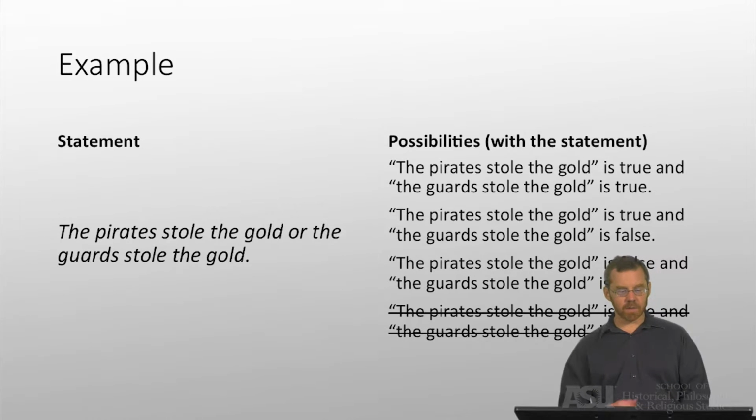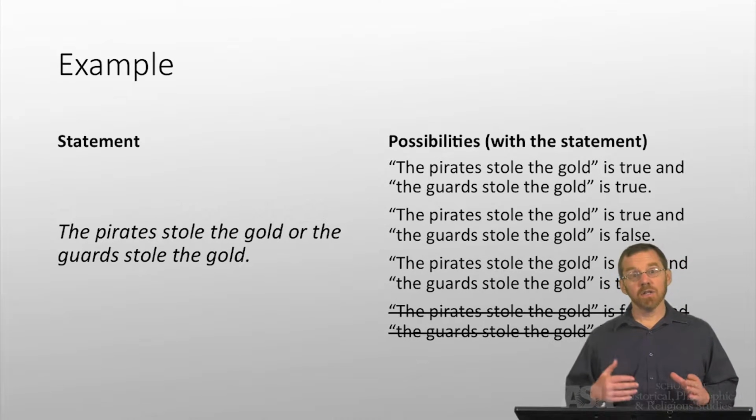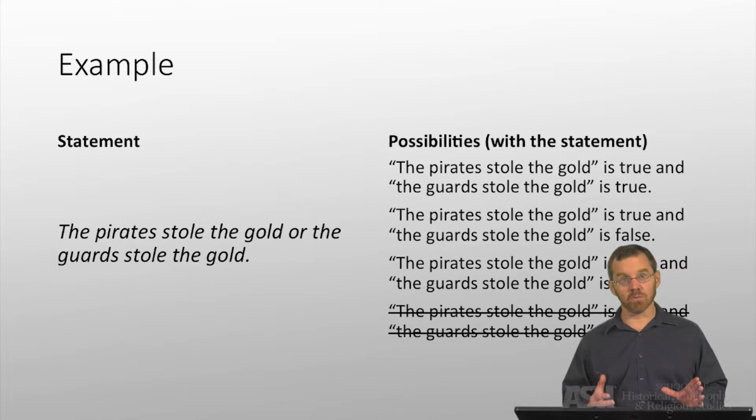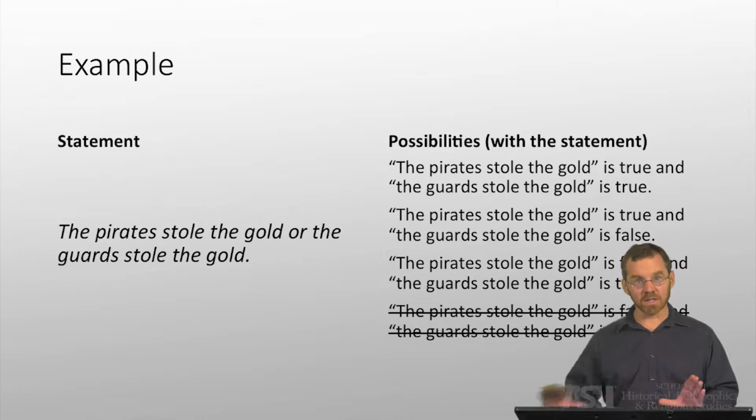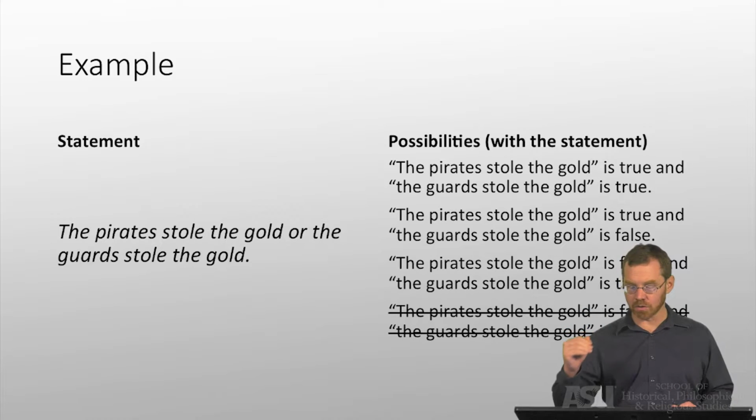So let's look at our friend, the pirate stole the gold, or the guard stole the gold. Is this true? Well, I haven't filled in the scenario enough to really tell. Suppose that the pirates stole the gold when the guards weren't looking. So the guards had nothing to do with it, and the pirates stole the gold. Well, in that case, we notice that the pirates stole the gold is true and the guards stole the gold is false. That was one of the possibilities it left open. It's not one of the ones it eliminated. And so the statement would be true.